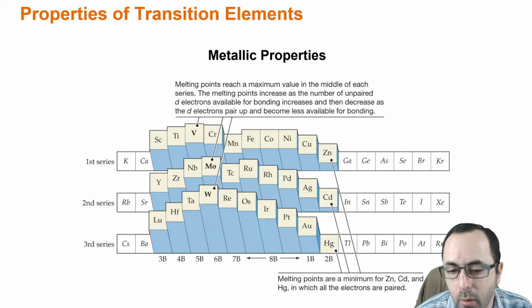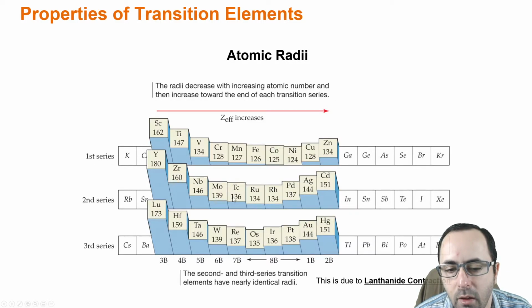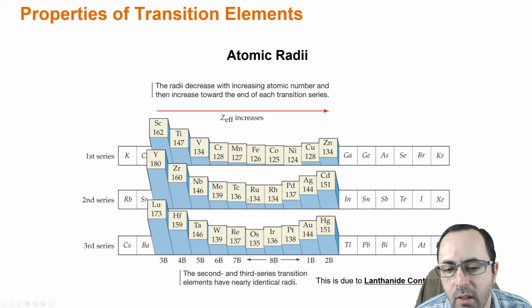Another thing you'll notice here, which is going to be relevant, is that there's a much bigger jump in differences of properties between the first transition metal series and the second versus the second and the third, and we're going to talk about why that is. And this has everything to do with atomic radius here.